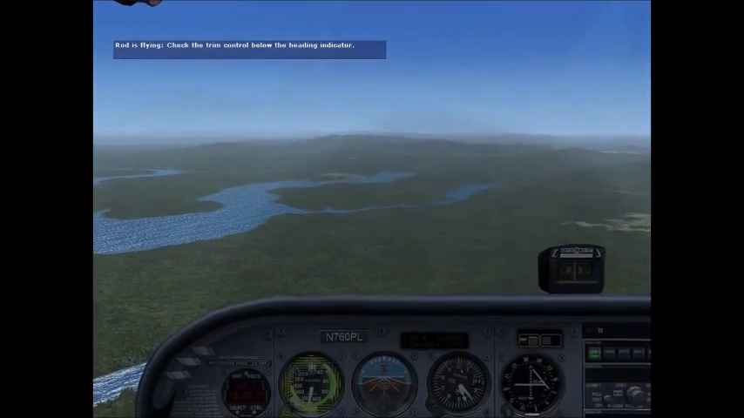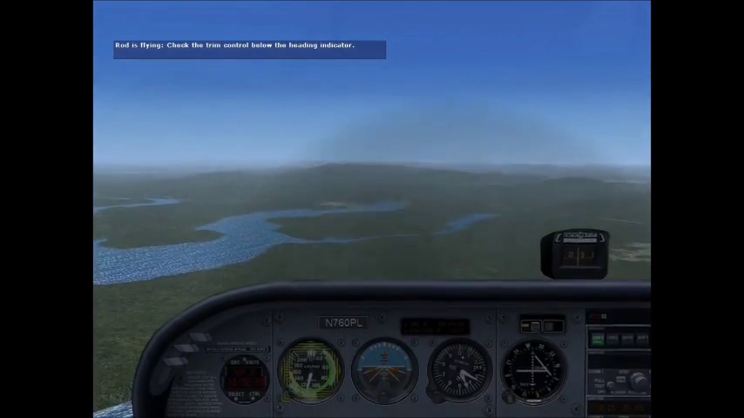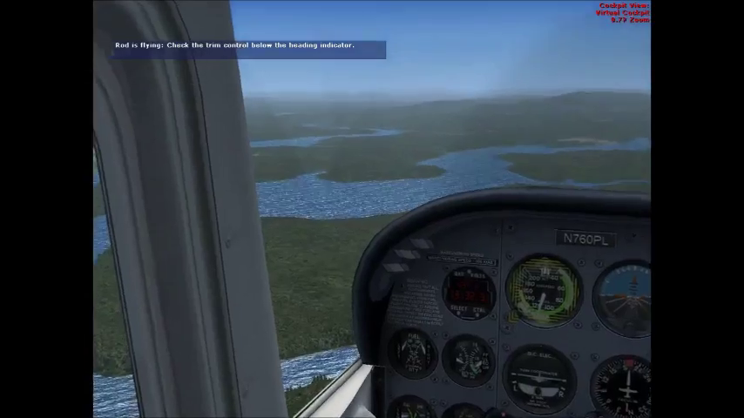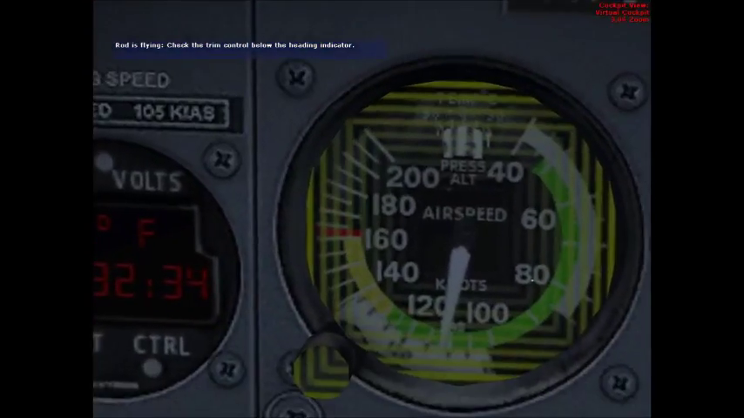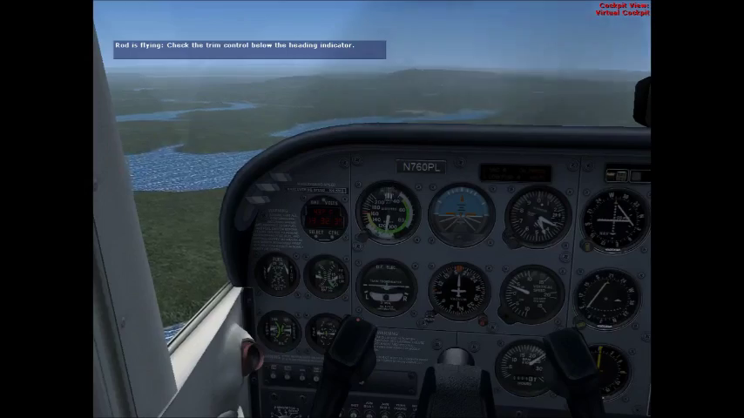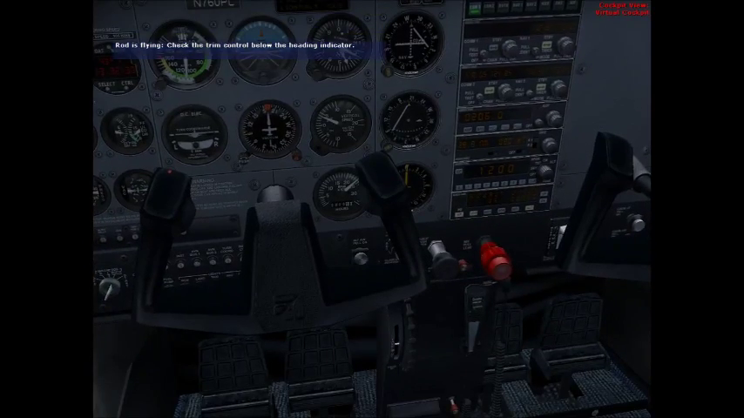Right now, the airplane is trimmed to stay at about 100 knots. There it is. Even if nobody were at the controls, the airplane would do its best to maintain 100 knots. See? If we pull or push on the stick, we have to force it to change that speed.